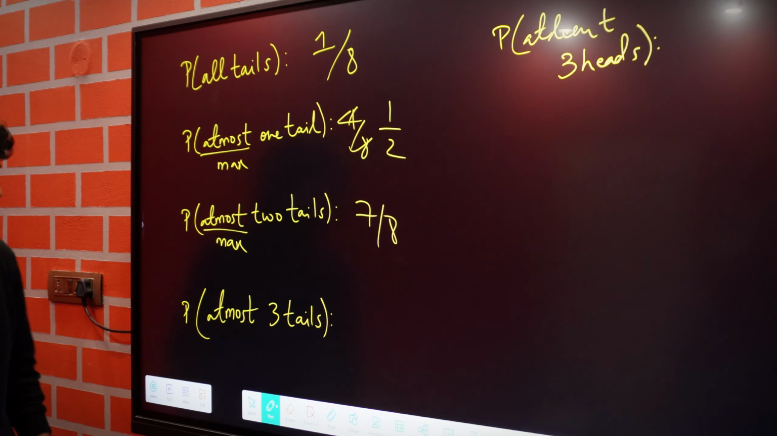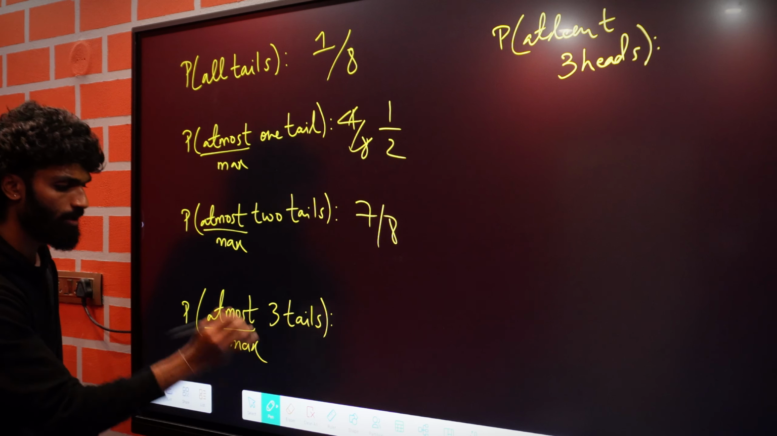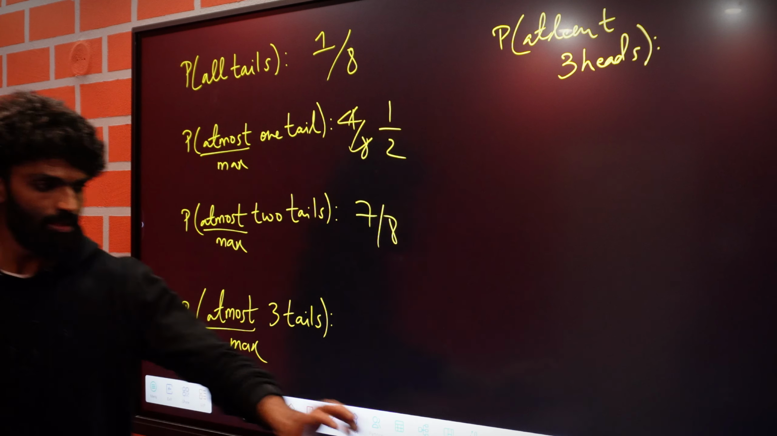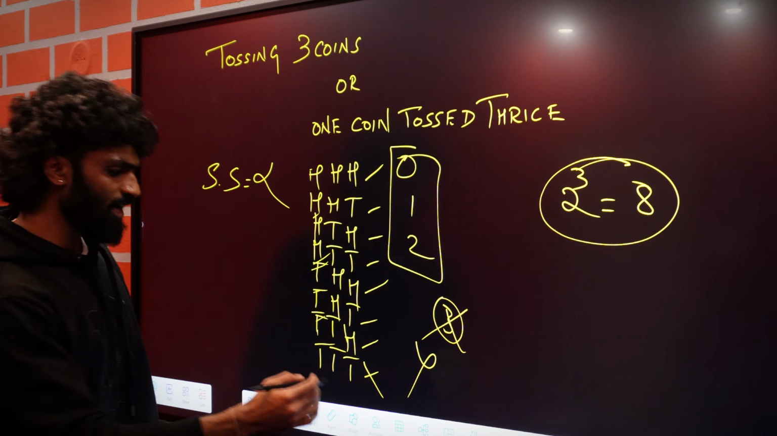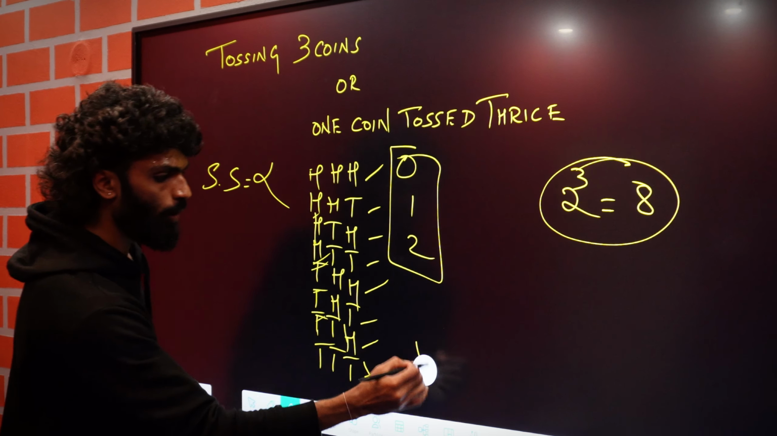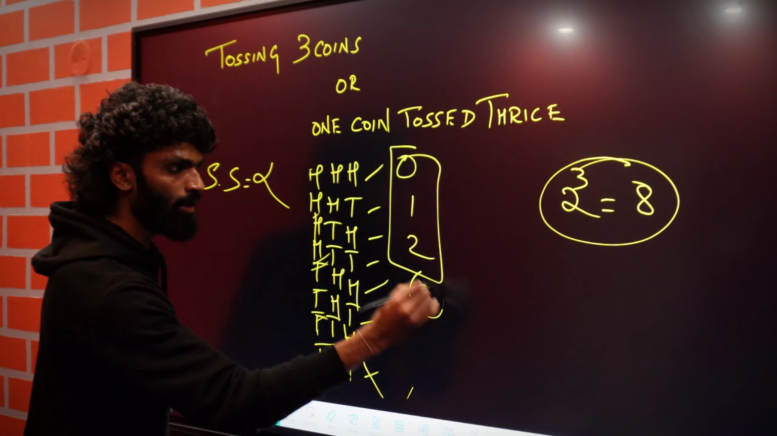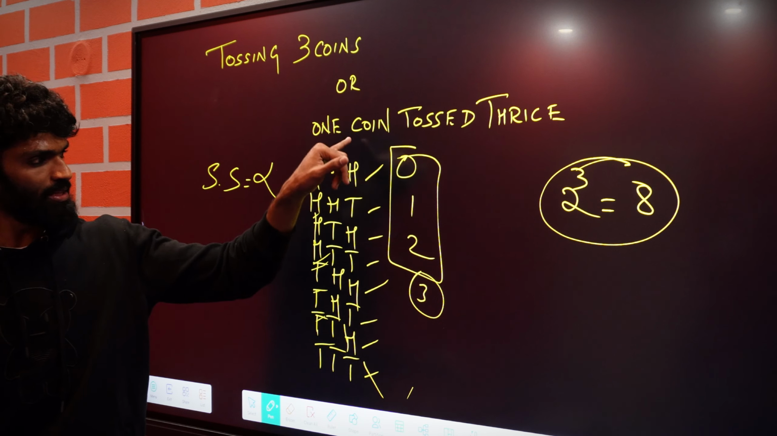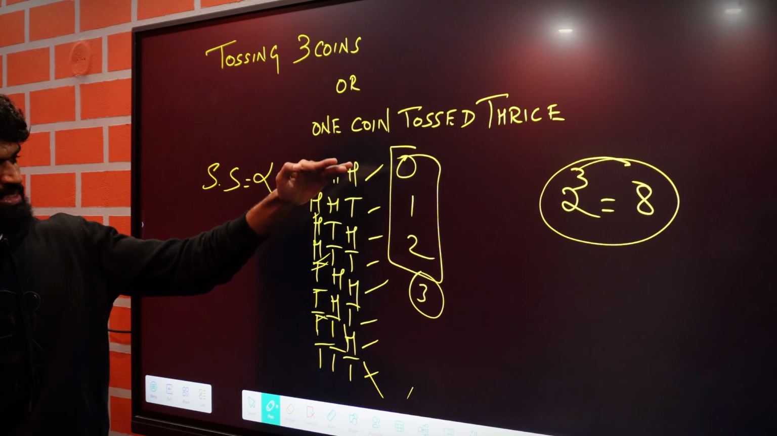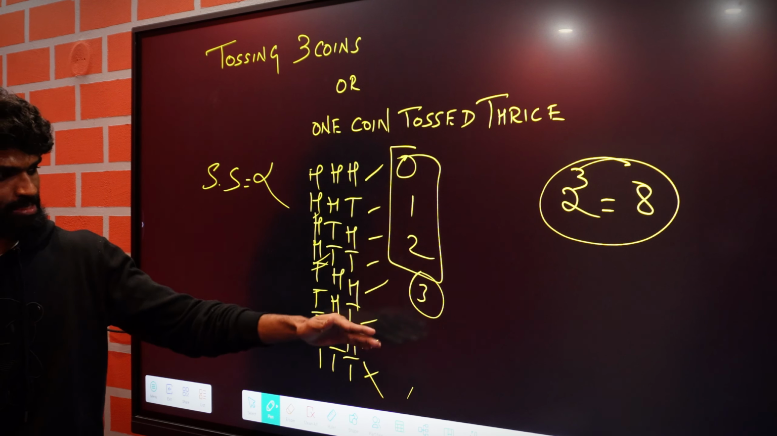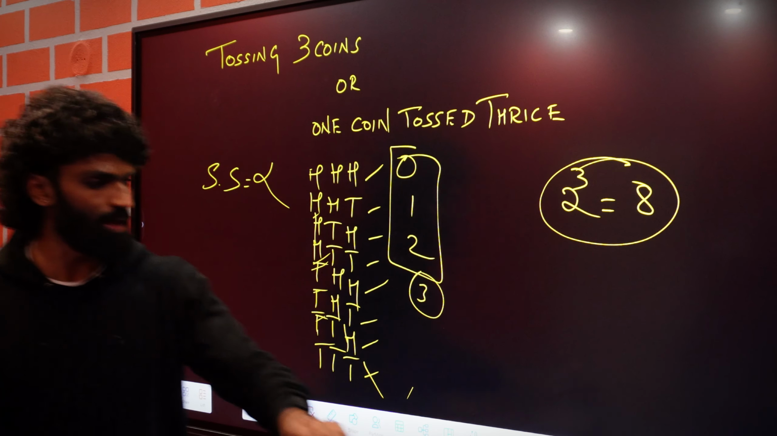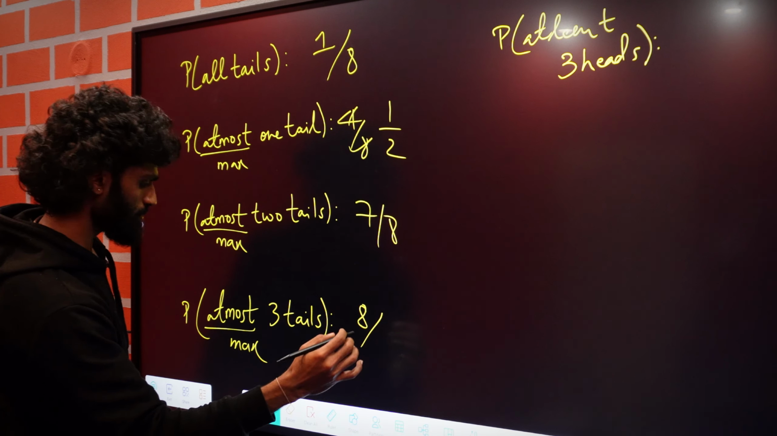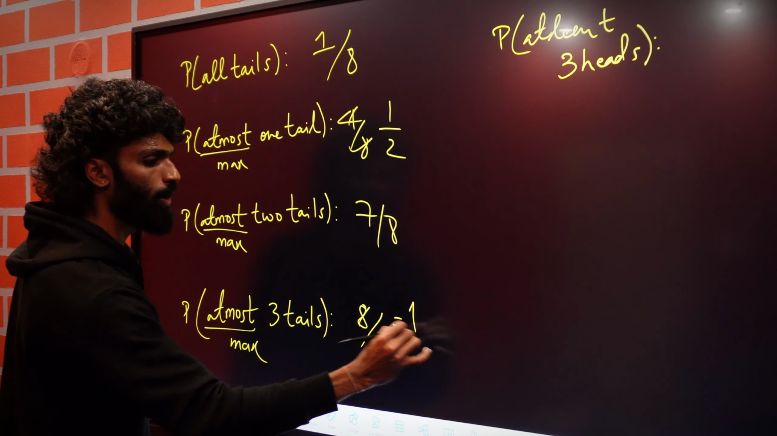Now look at this. At most, maximum 3 tails. Don't you think the answer will be 8? Because my answer can be 0, 1, 2 and 3. Everything will come under the category. This has 0 tails, one set has 1 tail, one more set has 2 tails, and there's one which has 3 tails. So everything is my answer. Therefore 8 by 8, the answer is 1.